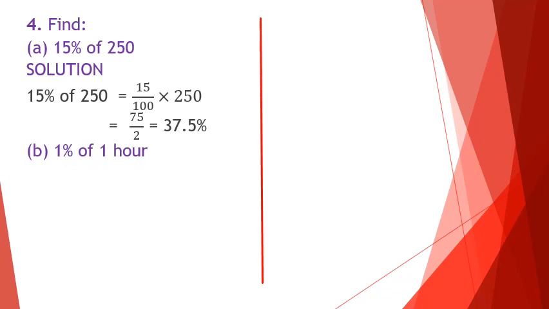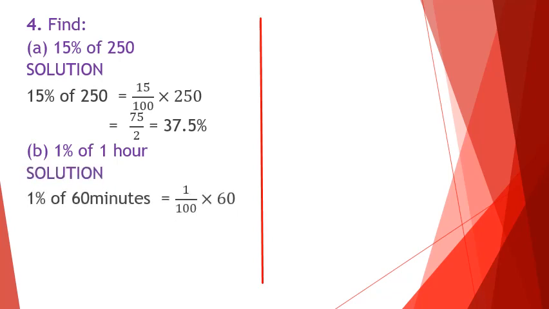Next is 1 percentage of 1 hour. 1 hour means 60 minutes. So the question can be rewritten as 1 percentage of 60 minutes, equal to 1 upon 100, of means multiplication, 60 minutes. Then you can cancel 0 from the numerator and denominator. So it will become 6 upon 10. Again you can cancel with 2. So you get 3 upon 5 minutes.